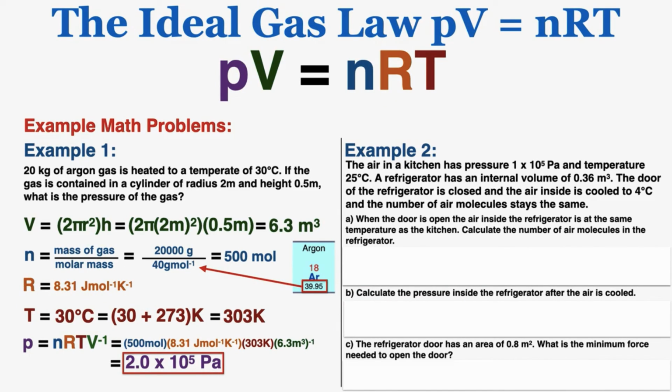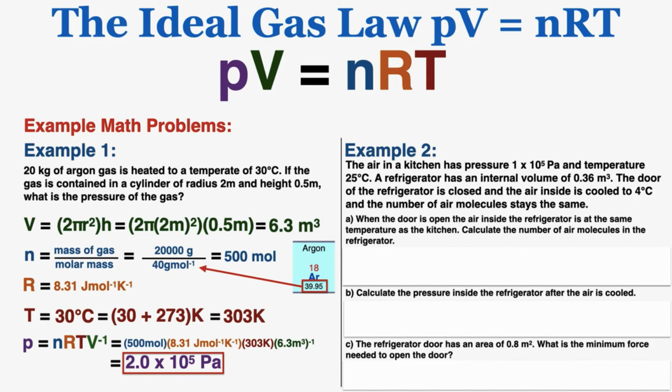Example 2 is more complex. For example 2, I'm going to be using some of the properties that we learned about in the pressure lecture. So again, definitely refer back to that in the description of the video if you haven't watched it yet. The air in a kitchen has pressure 1 times 10 to the 5th pascals and temperature 25 degrees Celsius. A refrigerator has an internal volume of 0.36 meters cubed. The door of the refrigerator is closed and the air inside is cooled to 4 degrees Celsius, and the number of air molecules stays the same.